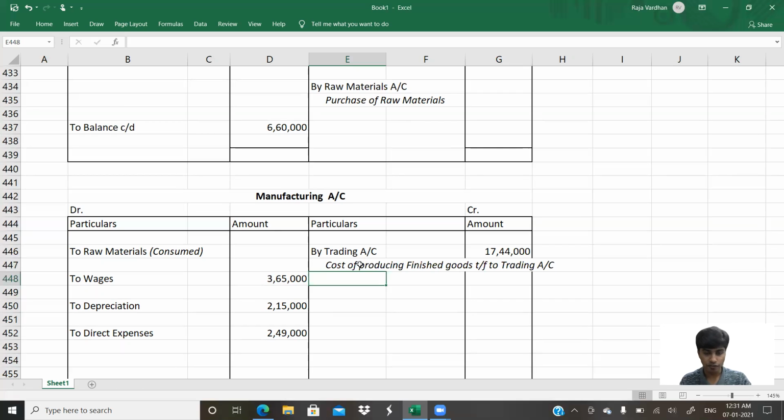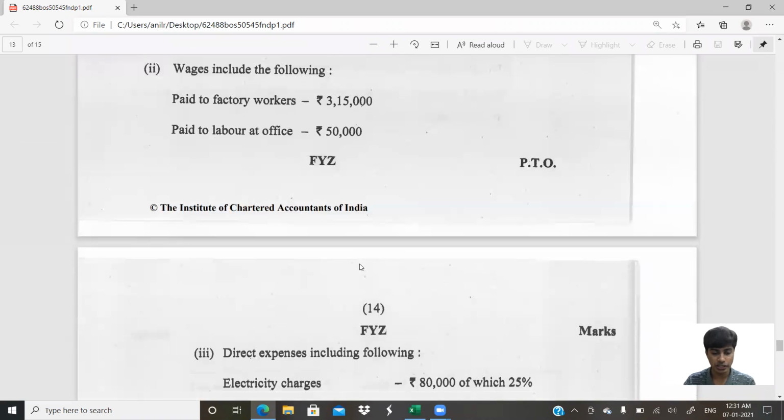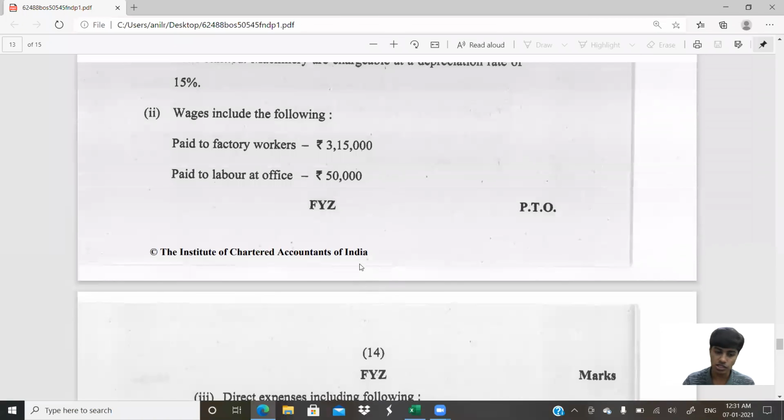You get that? So I've put up these figures. There are a lot of figures missing there. We'd have to fill them up and also do this correction. So how many do we have? One, two, three adjustments. We'll see one at a time.